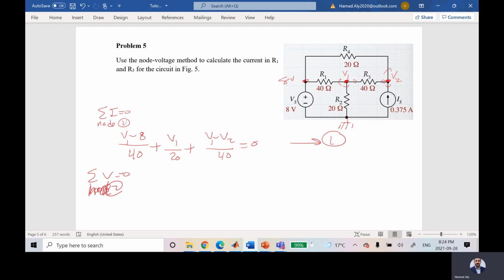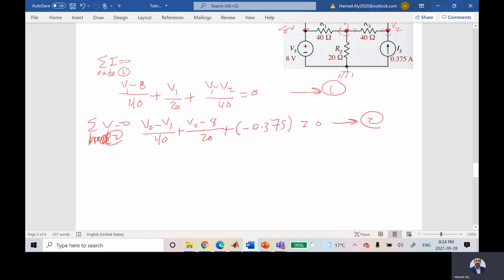So for node 2, I can say this current is V2 minus V1 divided by 40, plus this guy is V2 minus 8, am I right? Divided by 20, plus this guy, which is, yes, minus 0.375, which is equal to 0. This is equation number 2. Then, by solving these two equations, I can calculate VA and VB.